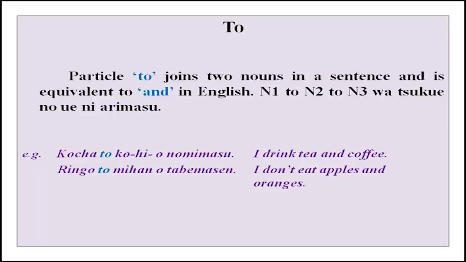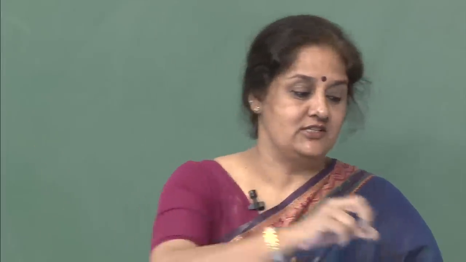The example is, kocha to kohi o nomimasu. I drink tea and coffee. And also, ringo to mikan o tabemasen. I do not eat apples and oranges. So, this is how you would use to. Only thing with to is that you have to name all the objects, all the nouns present over there. For example, in class, you have to name all the students present in class, or if you place a few things on the table, whatever is, for example, on my table, you have to name all the things with to.